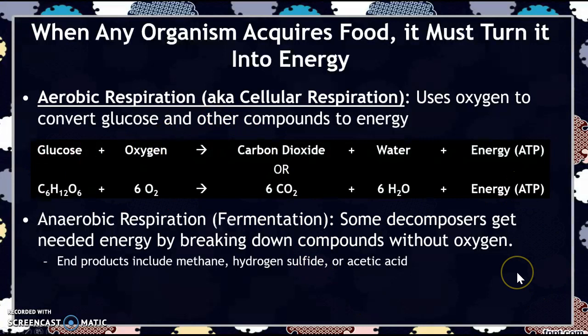We also have a second type of respiration, and this is anaerobic respiration. It's also called fermentation. This is where some decomposers get their energy by breaking down compounds without oxygen. So this can produce gases like methane or hydrogen sulfide or acetic acid. And fermentation is actually what yeast do. So that methane is the gas that helps our bread rise. All those little crevices in the bread are full of methane.